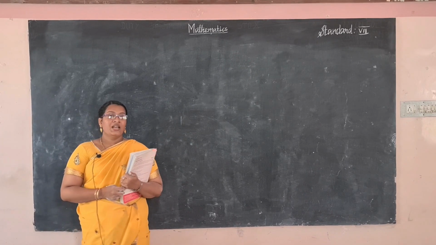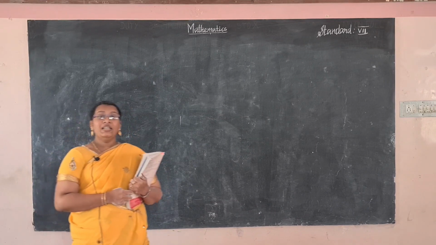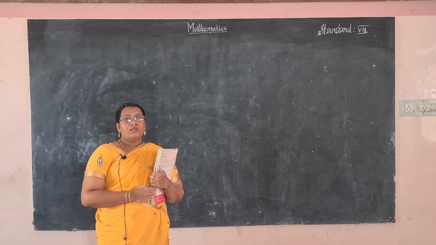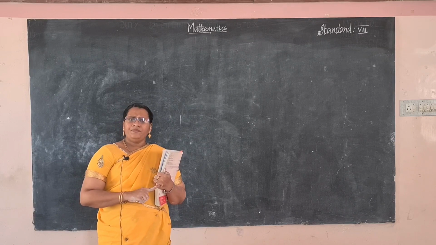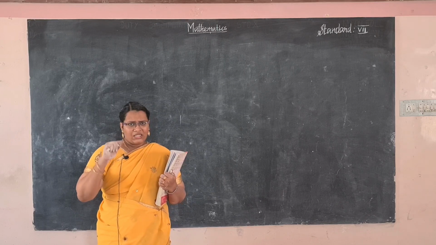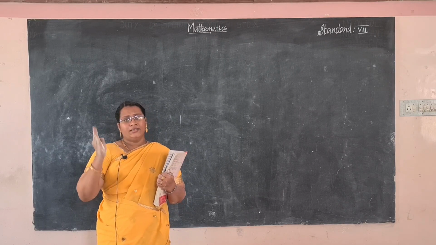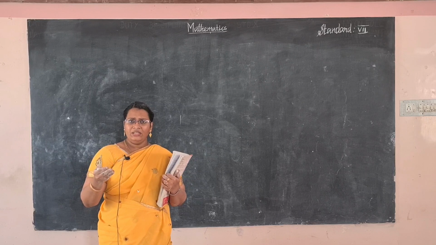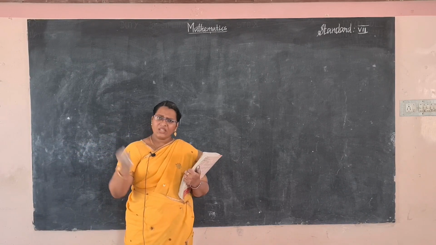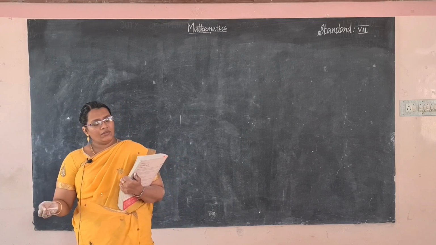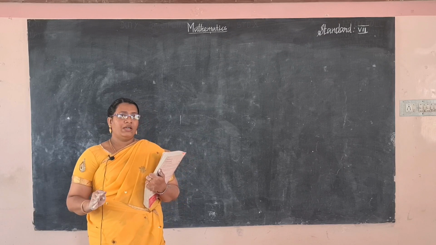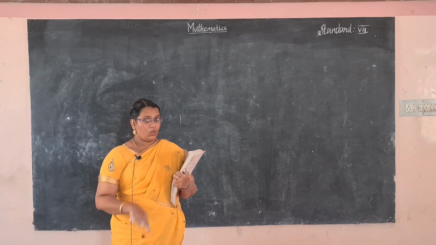Good morning students. In a previous class we have learned the multiplication of fraction decimals, is it? So what are the types we have learned? The multiplication of a fraction by 10, 100, 1000 like that. Another one, multiplication of the decimal by a whole number, and next one, multiplication of a decimal by a decimal number. I hope you all understood the previous concept.